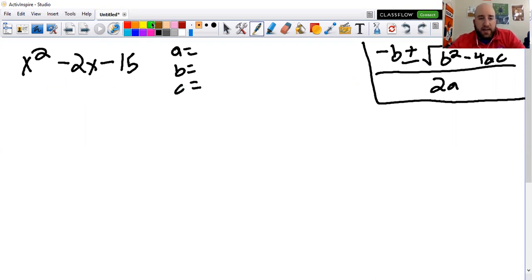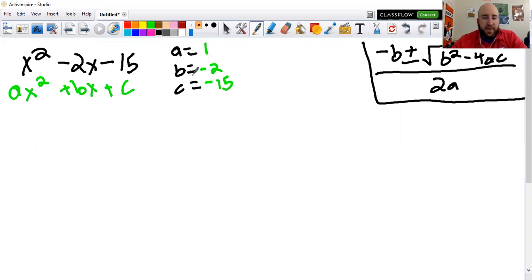Here's my quadratic. And again, we get A, B, and C from looking at standard form, AX squared plus BX plus C. So we're going to say A, since there's no number in front of X squared, is 1. B is -2. And C is -15.